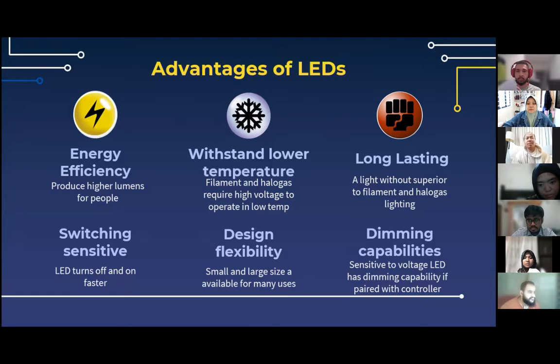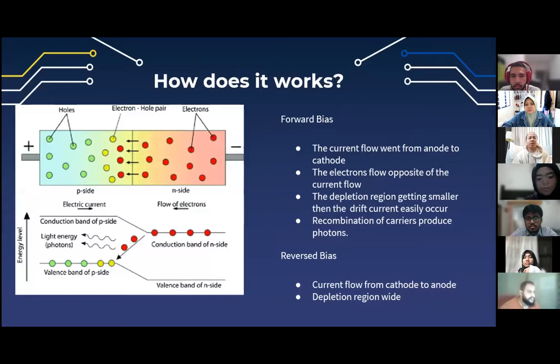And lastly, dimming capabilities, because the LED is switching sensitive, so it is very sensitive to the voltage given to the LED, so it can dim and brighten according to the voltage if paired with a CPU or controller.